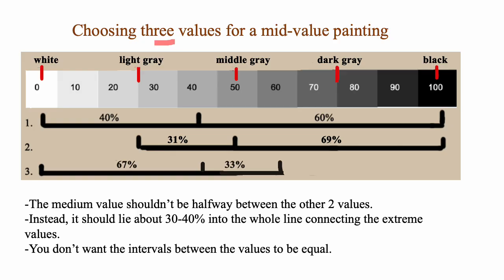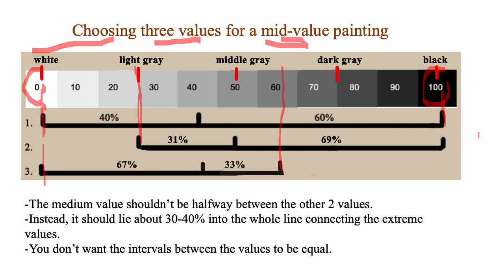Let's talk about which values you should use, and let's do it for a mid-value painting. So here is my Photoshop scale of values where 0 is 0% black, so it's equivalent to white, and black is 100% black. So I have some ranges. One here goes from 0 to 100, and this one goes from light gray to 100, and this one goes from white to between middle gray and dark gray.